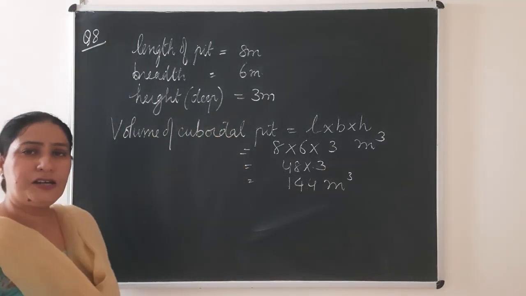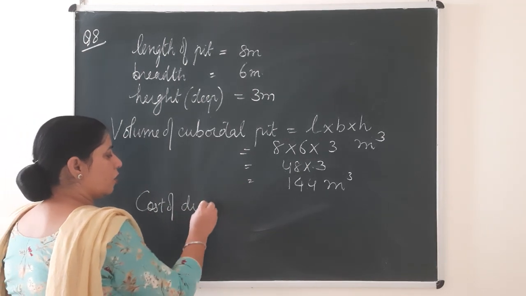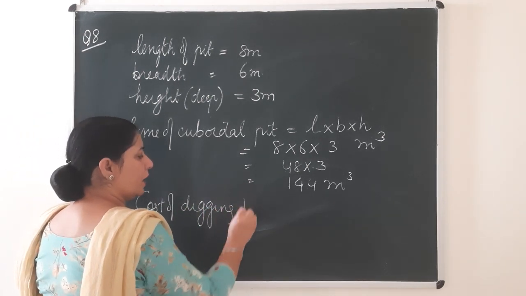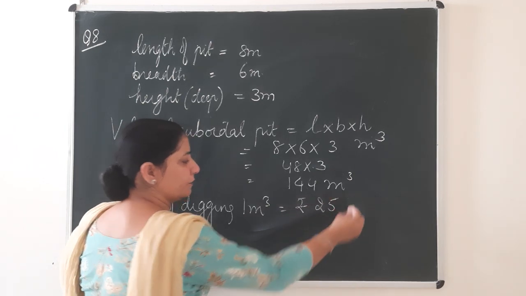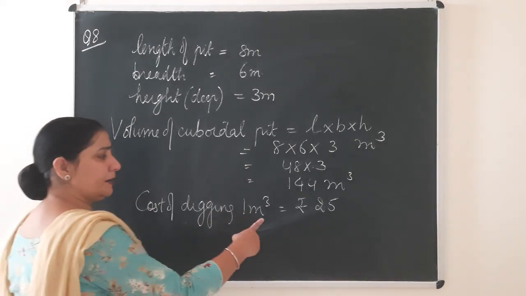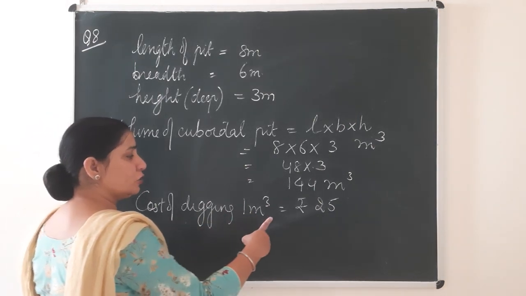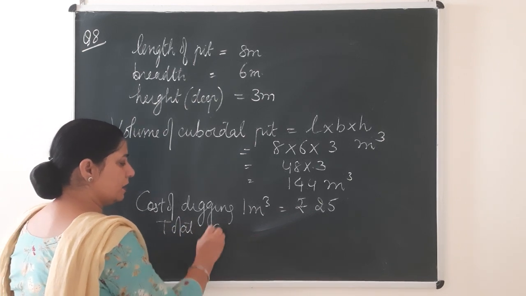Now what is the laborer charging? The cost of digging 1 meter cube, the laborer is charging rupees 25. Okay? So if he is charging 25 rupees per meter cube, then how much total cost will we have to pay?